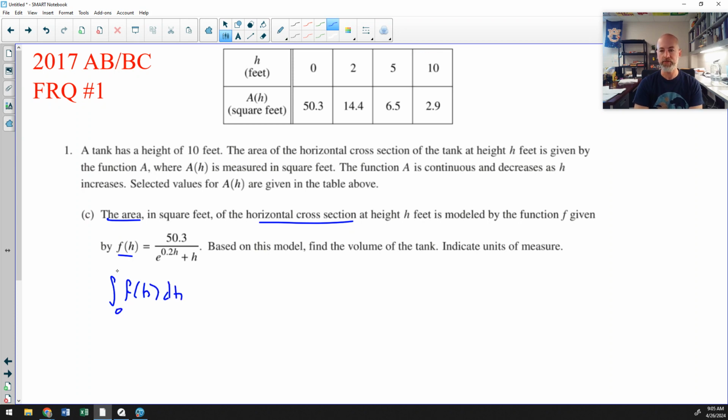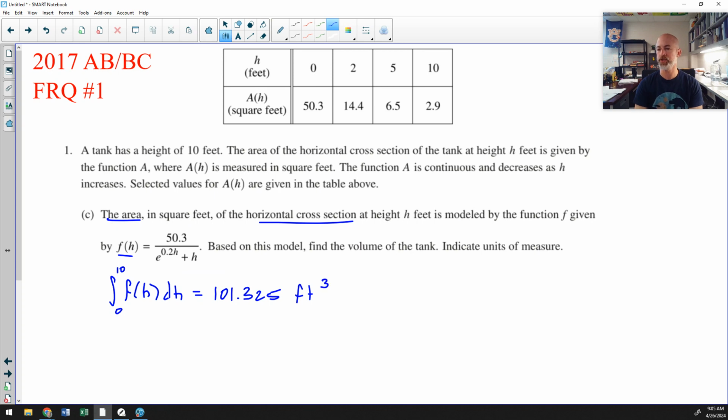So it's still 10 feet tall, 0 to 10. Make sure you include the setup. If you don't write the setup, that is considered a bald answer. If you only write the answer, you get no points. And the answer to this one is going to be 101.325. And you'll just throw that in a calculator. So you should know how to do definite integrals in your calculator. I'm not going to give you a calculator lesson here.